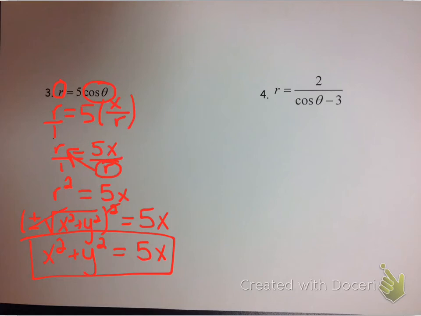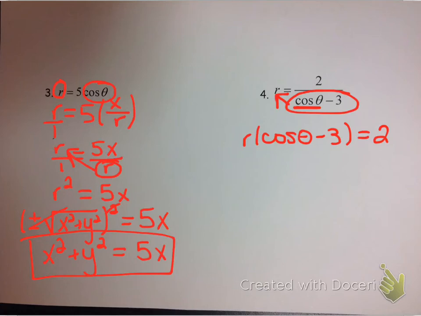And then 4 is the strange one of the bunch. It's a completely different can of worms, I guess. You don't have much of an option here. You could substitute for cosine in the denominator. It's really not going to get you anywhere. It's going to make it very messy. So you're going to want to take this and multiply it up to this side. And so you would have r cosine of theta minus 3 is equal to 2. And so then you distribute the r through there again. You get r cosine of theta minus 3r is equal to 2.